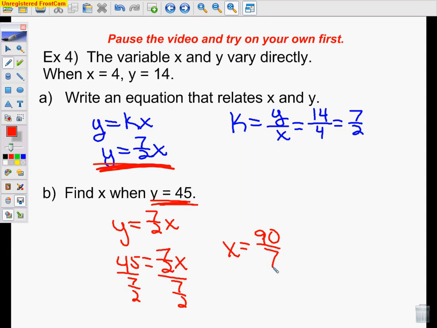You may have also had 12 and 6/7. Alright, so that's an example of another type of x and y. So once again, if x is 14, when x is 4, y is 14, another example would have been when x is 12 and 6/7, y is 45.